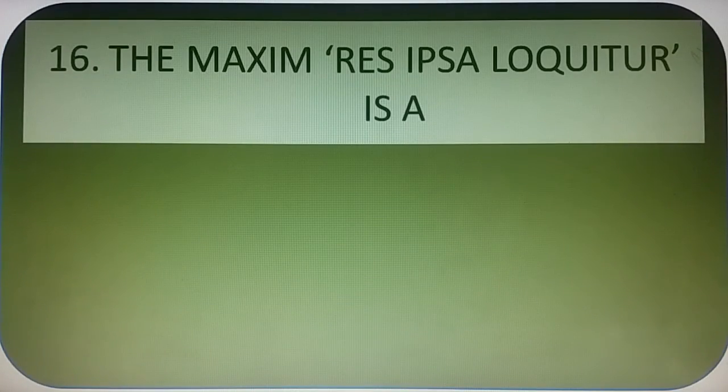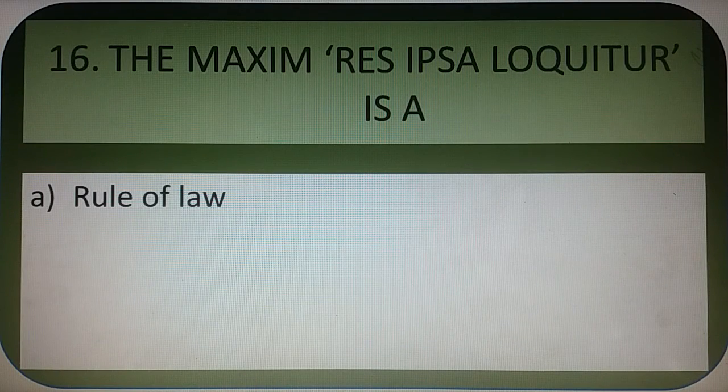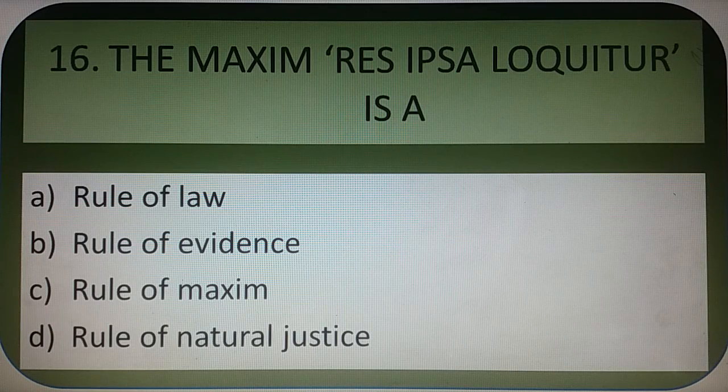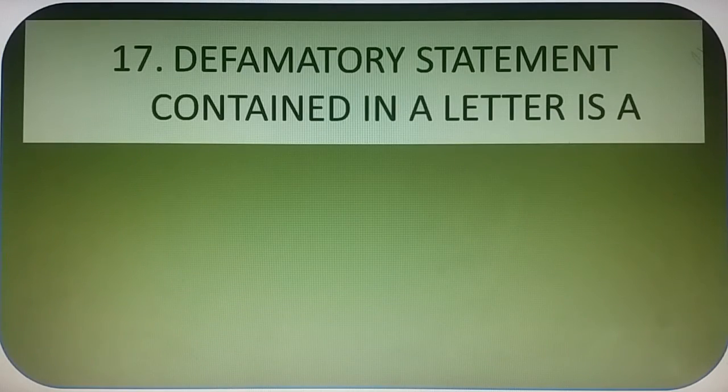The maxim res ipsa loquitur is a rule of law, rule of evidence, rule of maxim, rule of natural justice, and the correct answer is rule of evidence, because presumption is already there. Burden gets shifted from plaintiff to defendant here.